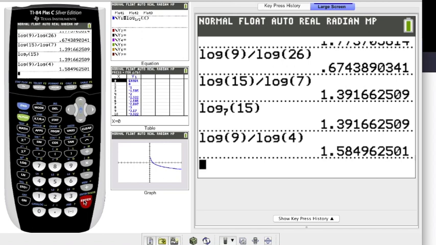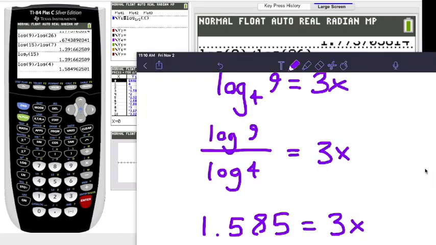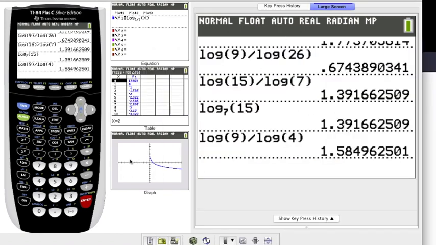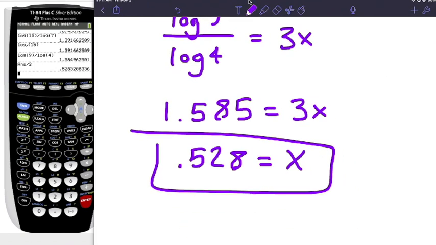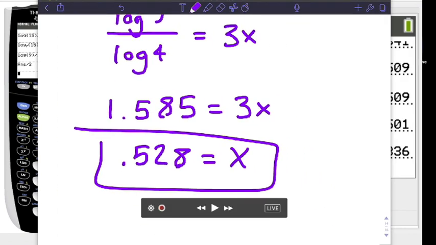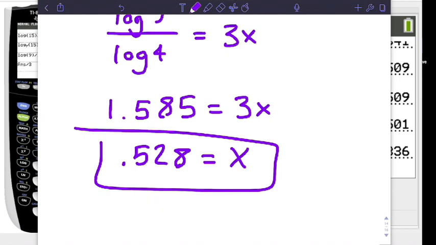Alright, and then that's equal to 3x. So I just wrote that down right there. And then now we'll divide that decimal by 3. And apparently that gives me 0.528. Okay. And there you go. So sometimes you'll have to do that extra division step.